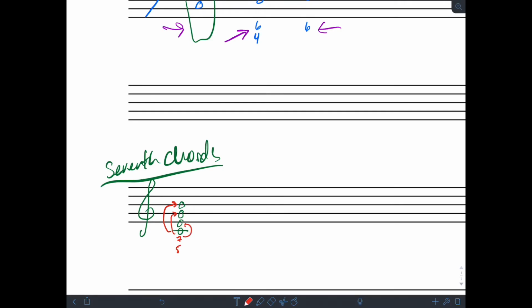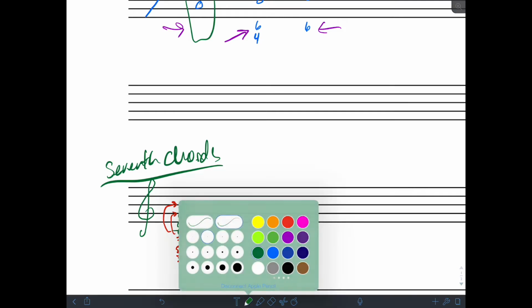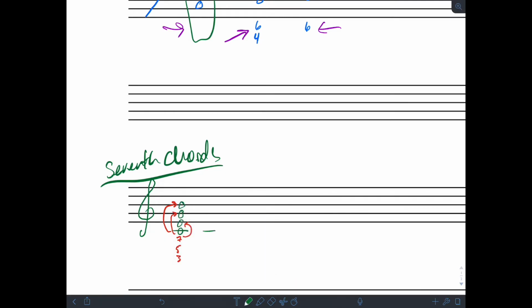And next in line is a 3rd. Okay, so the full figured bass symbol for a root position 7th chord is a 7/5/3. Of course, now that we know about this idea of abbreviations, we also know that we'll just call it a 7. Done.